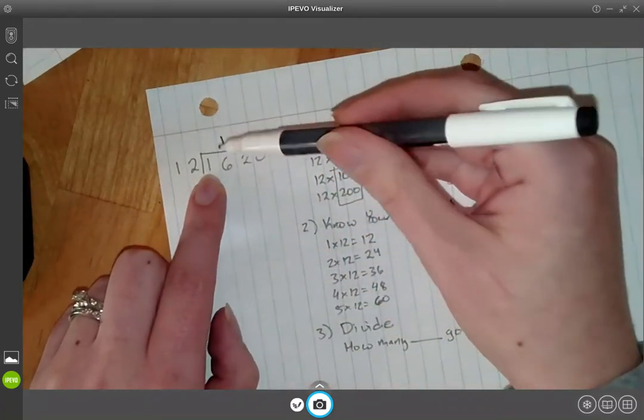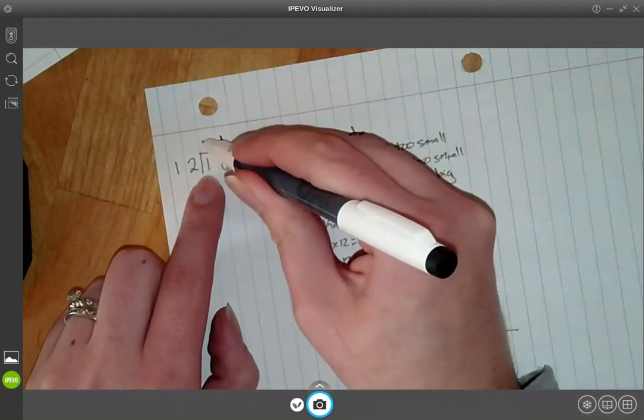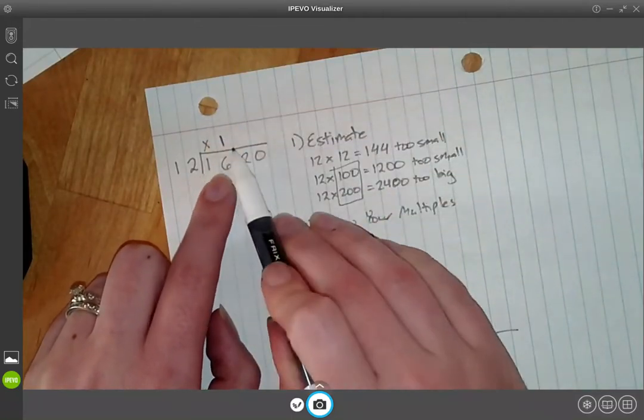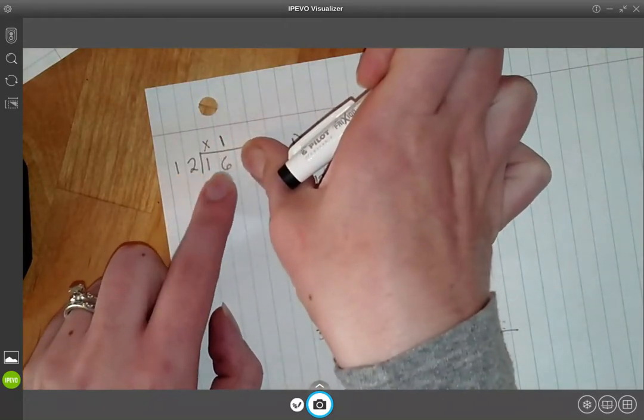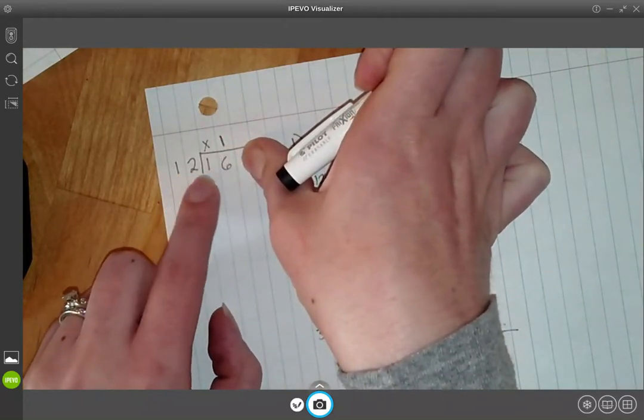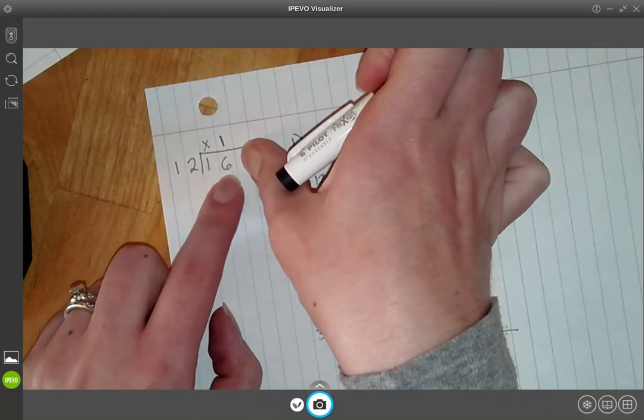Notice where I put my answer. I didn't put it in the thousands place. I put it in the hundreds place because that is the place value that I could go to when I said how many 12s fit into the 16.